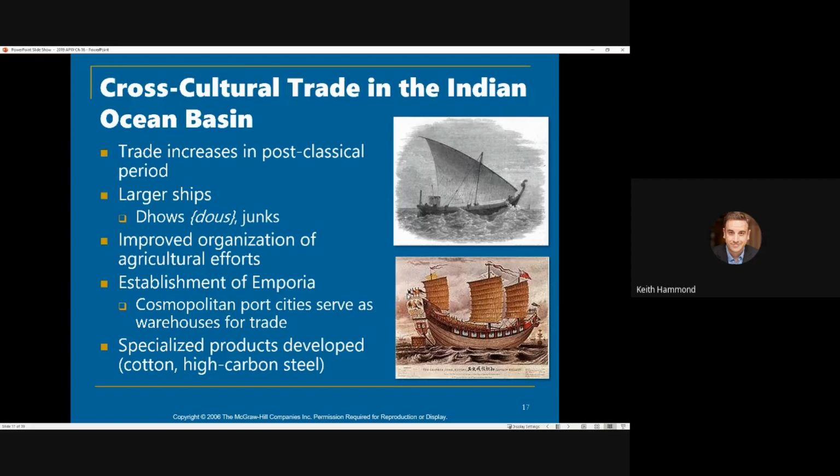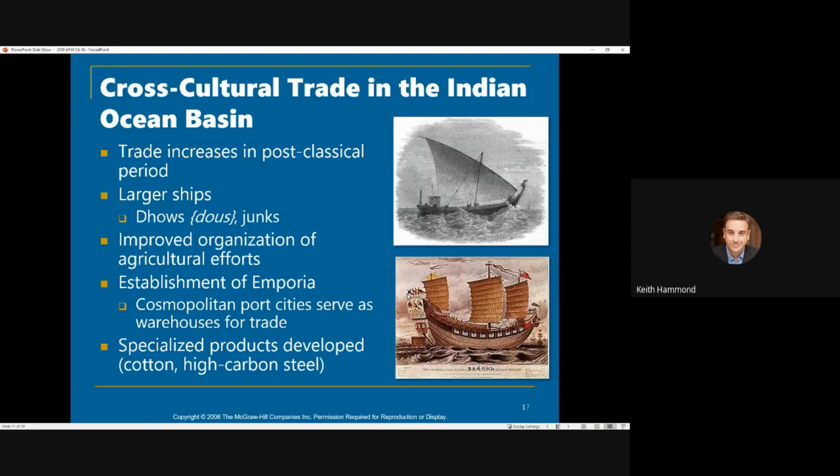We're also going to have, with the peace and with the trade, improved organization of agricultural efforts to maximize profits and also to be able to take care of the people and see that population growth that we saw earlier. We're also, as I mentioned before, going to see the establishment of emporia. Now, what emporia is, you might have heard of an emporium, which is basically a place where you can get a lot of things from around the world.